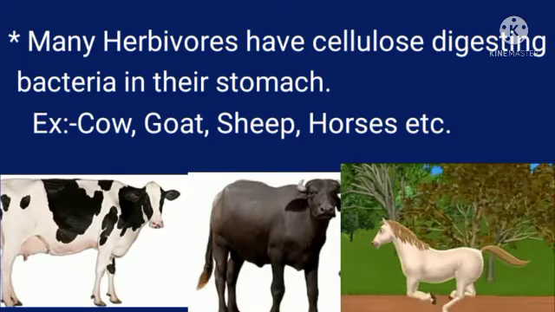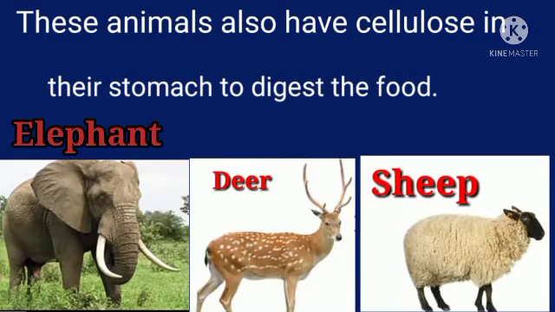Many herbivores have cellulose digesting bacteria in their stomach. For example, cow, goat, sheep, horses, elephants and deer. These animals have these bacteria in their stomach to digest the food.